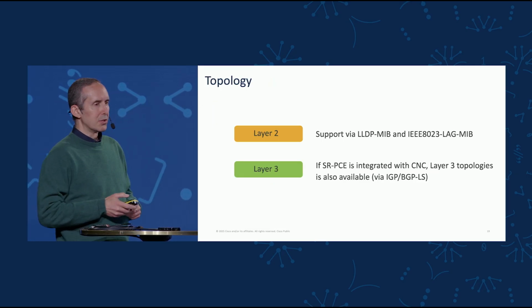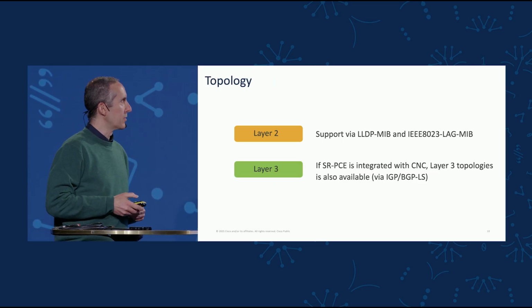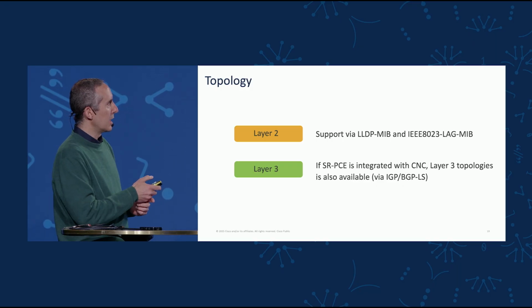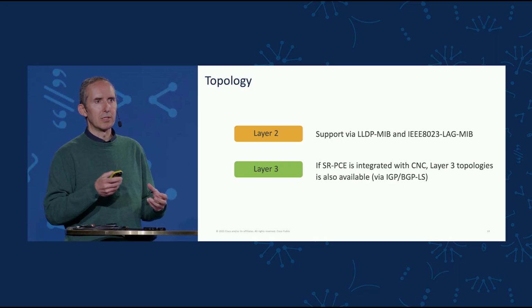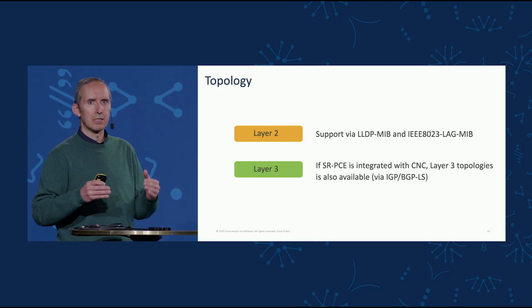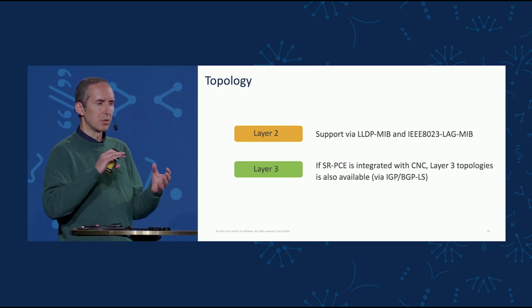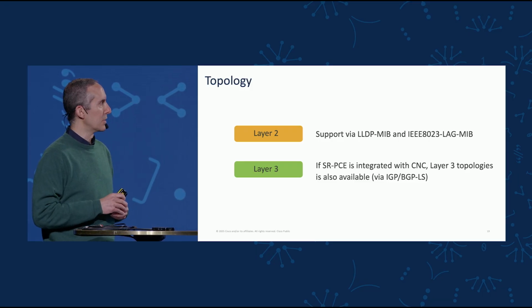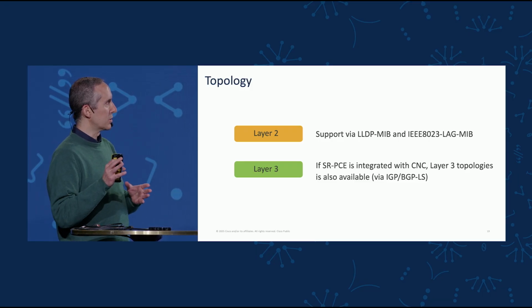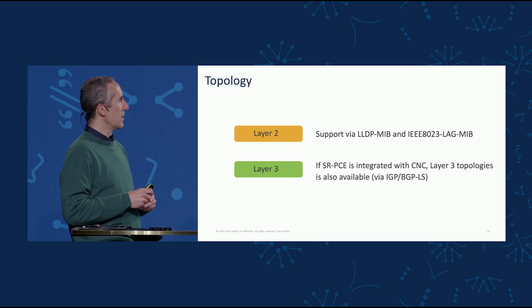In terms of topology, the discovery of layer 2 relies on LLDP MIBs and the LAG MIBs. Again, not all the vendors support these MIBs in a standard way or in the same way, so we sometimes struggle with this on some vendors. I will show you some examples at the end.